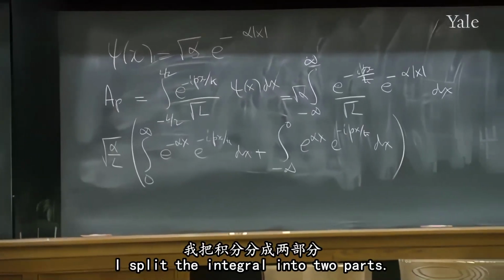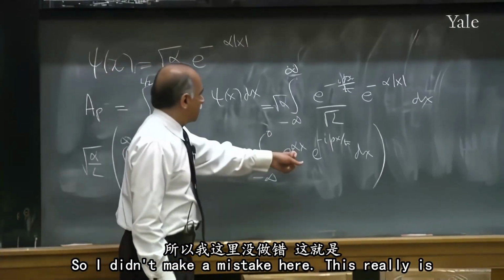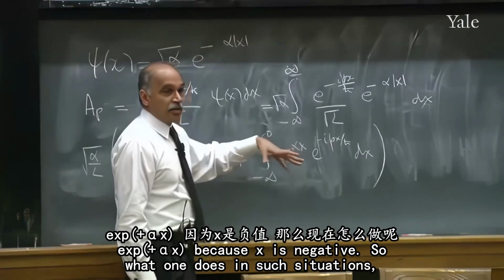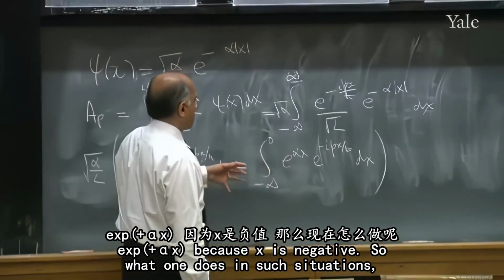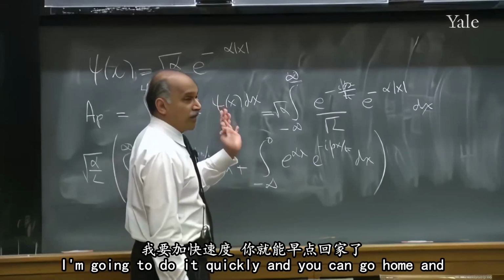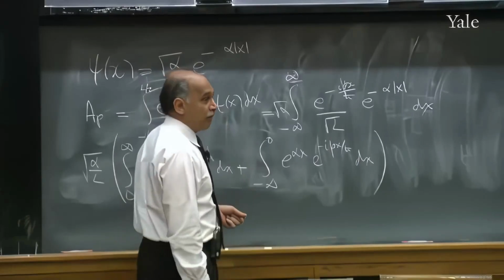I split the integral into two parts, so I didn't make a mistake here. This really is e to the plus alpha x because x is negative. So what one does in such situations, I'm going to do it quickly and you can go home and check it, just calculus. Change the variable from x to minus x everywhere.